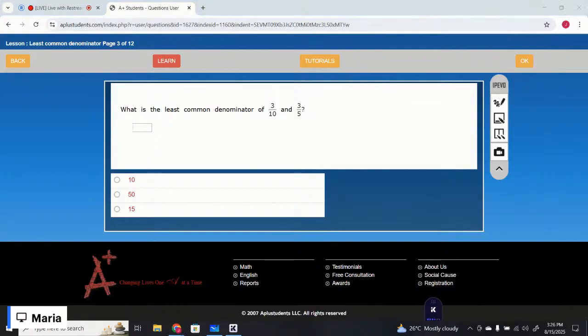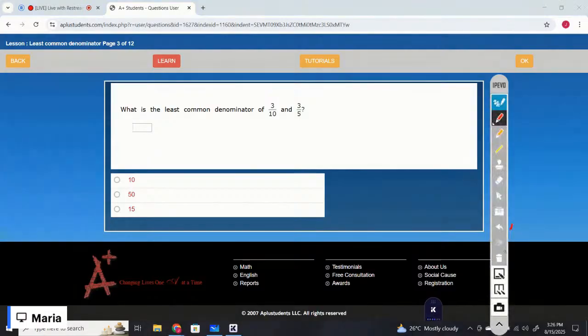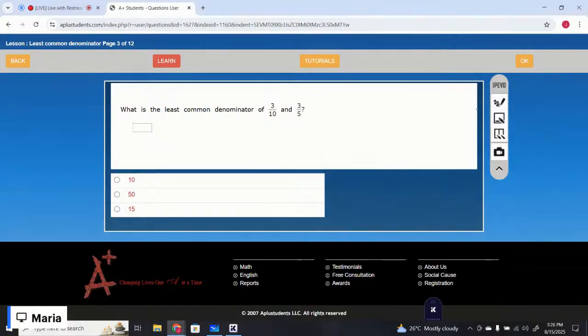What is the least common multiple of 3 by 10 and 3 by 5? So the multiples of 5 are 5 times 1 and 10 is 5 times 2. So 5 is the common multiple and 2 is the non-common multiple. 5 times 2 is 10. That is 10. Option number 1 is the correct option.